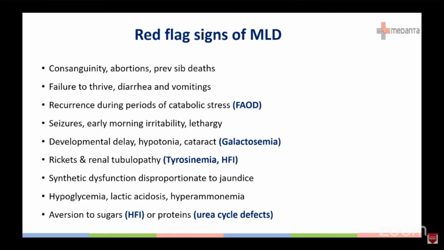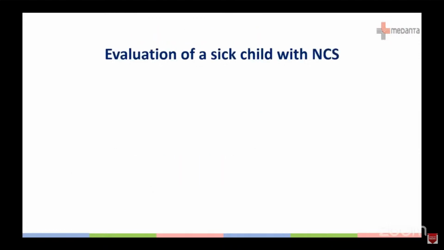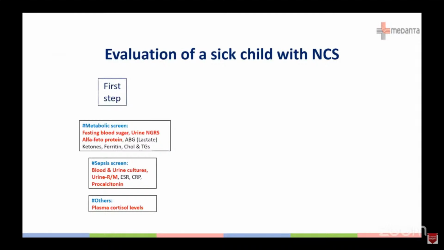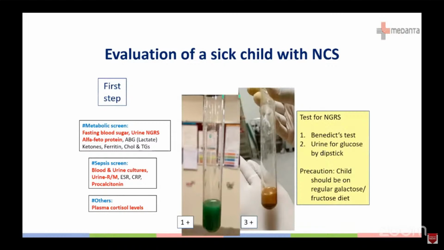So whenever we are assessing a child with neonatal cholestasis, we need to see these red flag signs which are suggestive of metabolic liver diseases. So how to evaluate a sick child with neonatal cholestasis? The first step is we need to do a metabolic screening. The second step is to do a sepsis screening and other tests like plasma cortisol level.